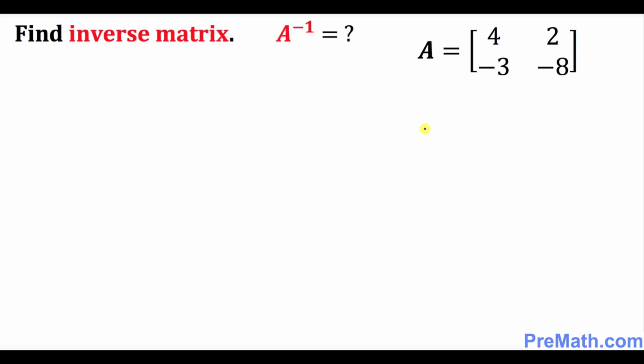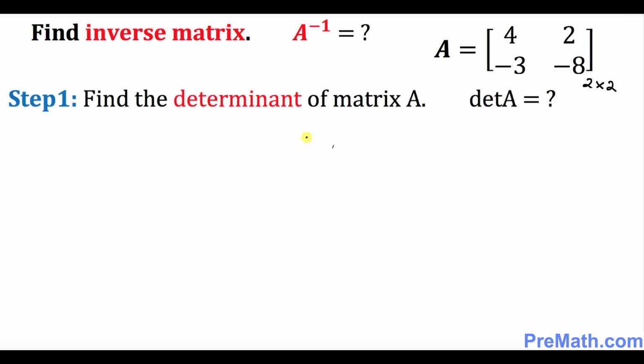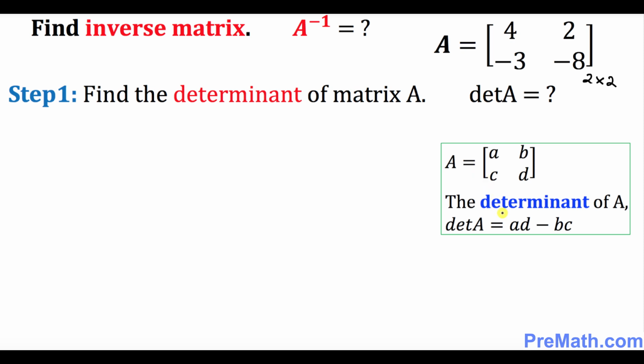Hello again everyone. In this video tutorial we are going to find the inverse matrix of this given 2 by 2 matrix, that means it has 2 rows and 2 columns. So in the very first step we are going to find the determinant of this given matrix A. And we will use this fact over here to find the determinant of a matrix. So let's go ahead and find the determinant of this given matrix.